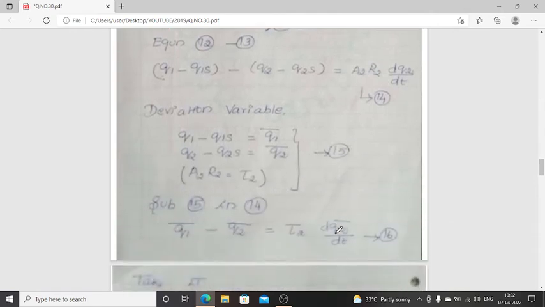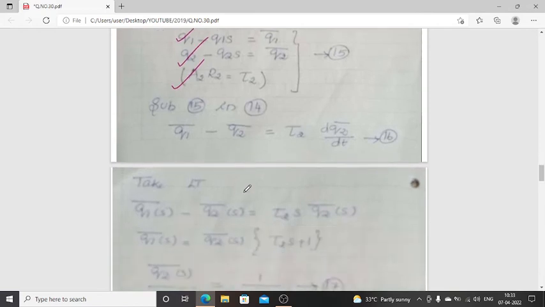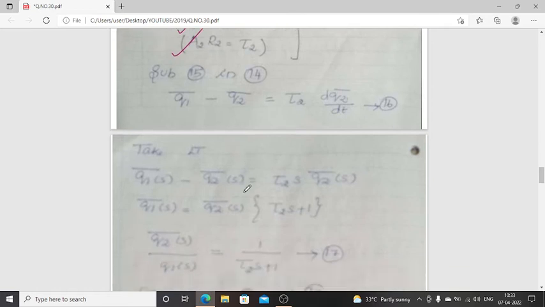Next step, introduce the deviation variable. Unsteady state minus steady state, we should take Q1 bar. Similarly, Q2 minus Q2s is equal to Q2 bar. A2 R2 here is tau 2. This is the 15th expression. Substitute 15 in 14. So finally we get Q1 bar minus Q2 bar is equal to tau 2 into dQ2 bar divided by dt. This is the 16th expression.